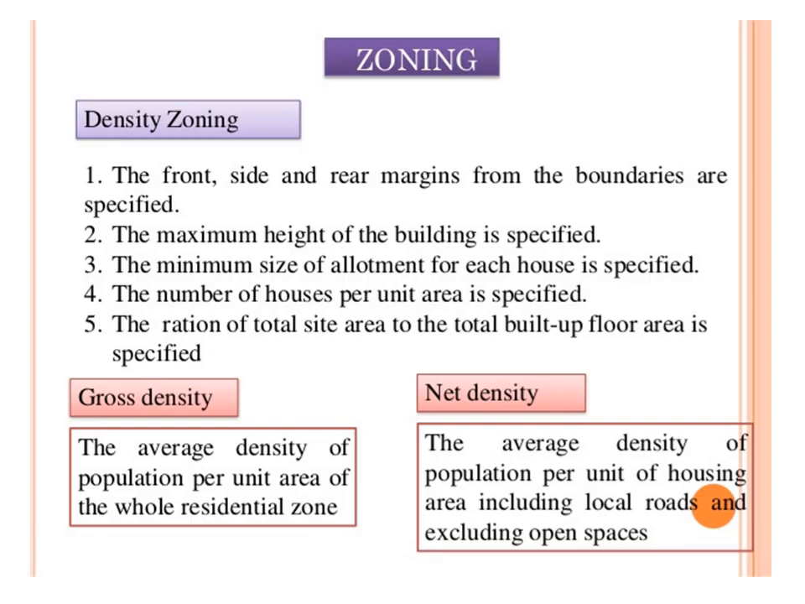In case of density zoning, the front, side and rear margins from the boundaries are specified. The maximum height of building is specified. The minimum size of allotment for each house is specified. The number of houses per unit area is specified. The ratio of total site area to the total built-up floor area is specified. Then gross density. The average density of population per unit area of whole residential zone is called gross density, whereas the average density of population per unit of housing area including local roads and excluding open spaces is called net density.